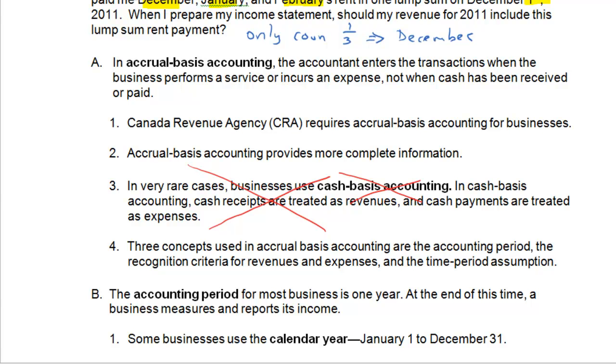So, and the reasons are replete, right? Revenue Canada requires it for taxation. It provides more useful information, and so on. It is the common global standard on how to account for business transactions. Now, 3 concepts are fundamental to accrual accounting. They are, come on, highlighter. There we go. The accounting period, recognition criteria for revenues and expenses, and the time period assumption.